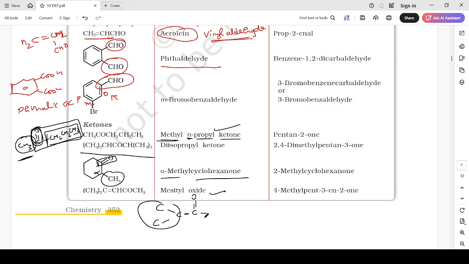The next one is mesityl oxide. Very important one. You should know the structure of mesityl oxide. This is mesityl oxide: CH3 twice, C, double bond CH, CO, CH3. So you can see it is an acyclic ketone.